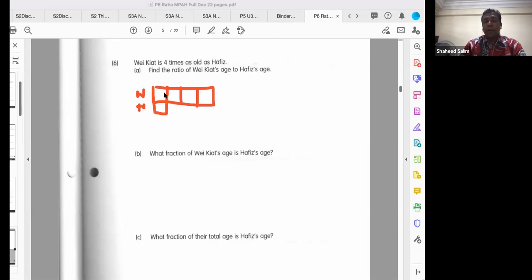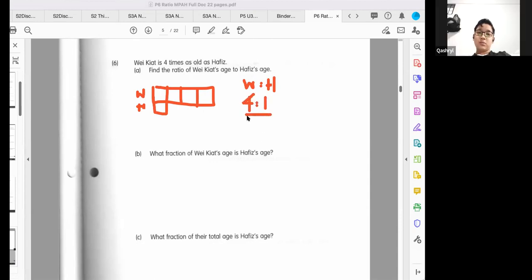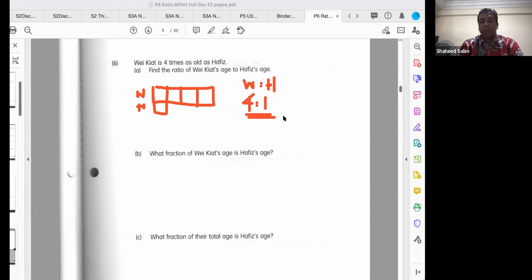But now you want to write as a ratio, Wicket to Hafiz. So what's the answer? It is 4 is to 1. This is the ratio. Fraction of Wicket to Hafiz is 4 over 1, because Wicket is 4, Hafiz is 1. You can also write 4. This one is actually a fraction of 4 over 1.